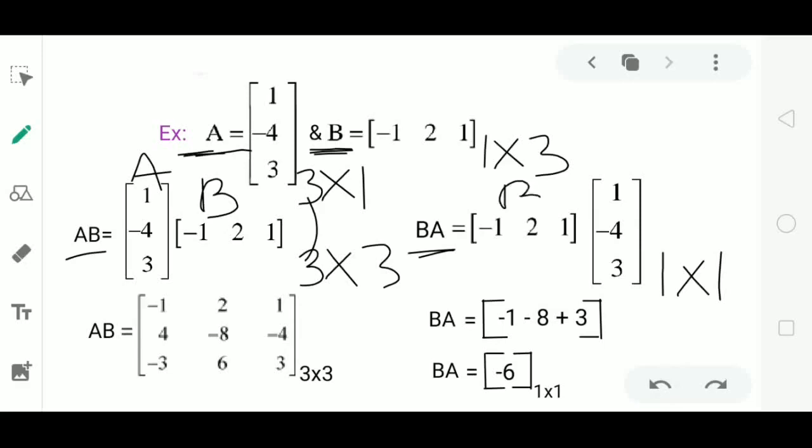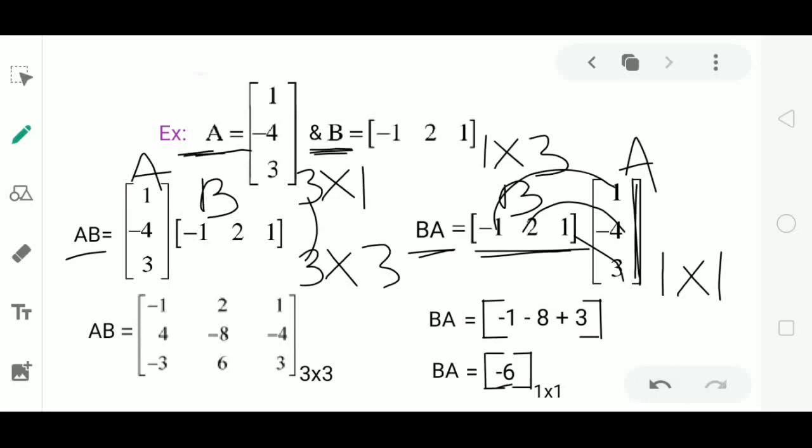BA is equal to matrix B into matrix A. To obtain the elements of BA, we multiply rows of B with columns of A. For the first element, we consider first row of B and first column of A. Minus 1 into 1 is minus 1. 2 into minus 4 is minus 8. 1 into 3 is 3. Next, we add these products. Minus 1 plus of minus 8 plus 3. Minus 1 minus 8 plus 3 is minus 6. This is the first element of BA.